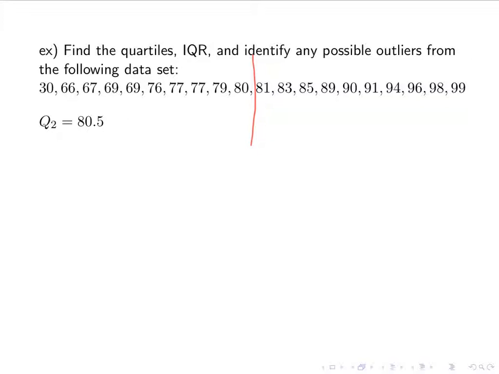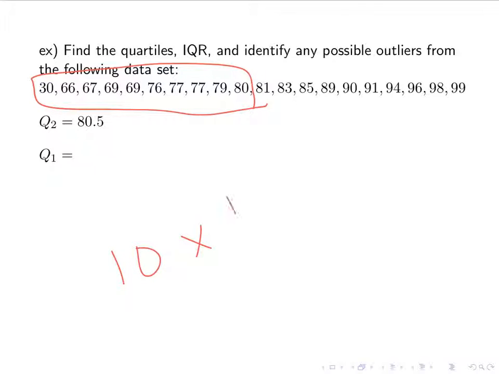Next, we're going to find Q1. So Q1 is the midpoint or the median of the lower half of the data. So for Q1, I'm going to focus on these values. N is 10. So I take 10 and I multiply it by a half, because again, this is the median of this data set. I get 5.